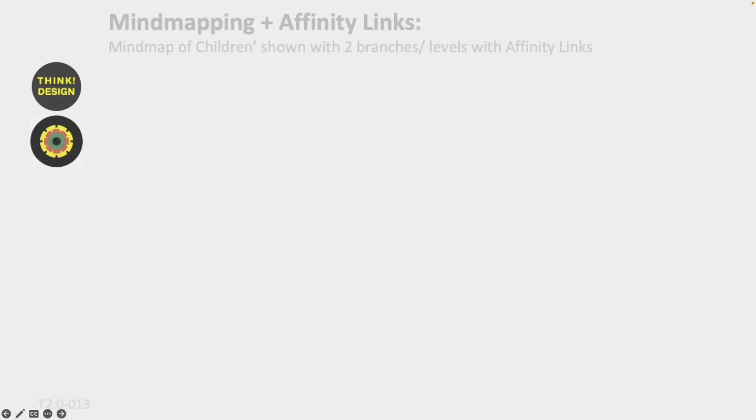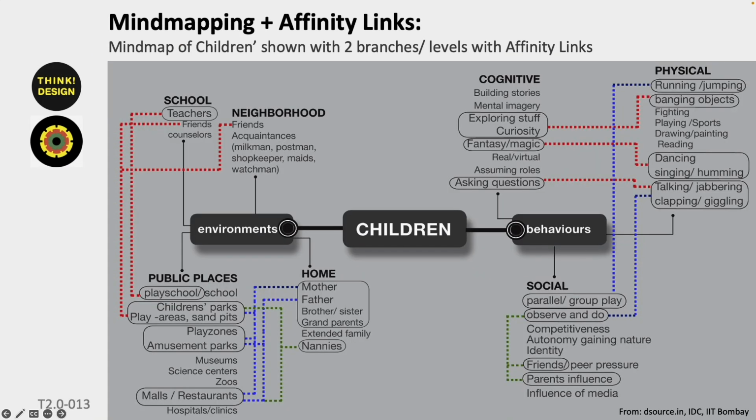Okay, another mind map. This again has to do with children. Okay, so it looked at the environment of the children and their behaviors. Okay, so the environment is divided into home, public spaces, school, and the neighborhood. All 4 are very important for children in their world. Okay, and the behaviors are cognitive, the thinking abilities, the physical motor abilities, and the social abilities. Okay, so these are the 3 broad behavioral abilities.